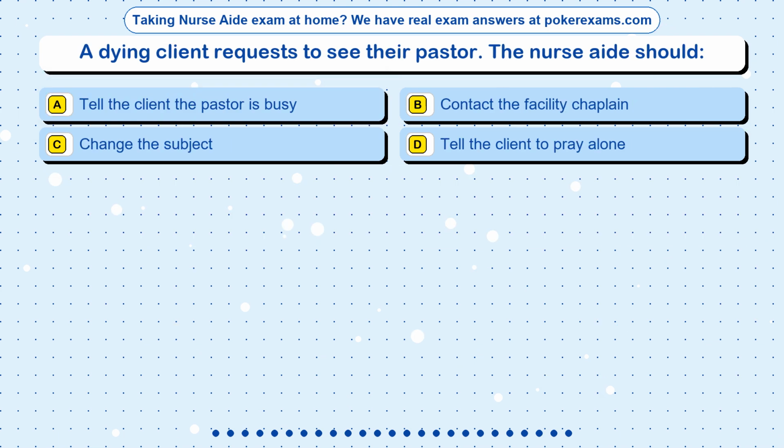Question 16. A dying client requests to see their pastor. The nurse aide should: Option A, tell the client the pastor is busy. Option B, contact the facility chaplain. Option C, change the subject. Option D, tell the client to pray alone.